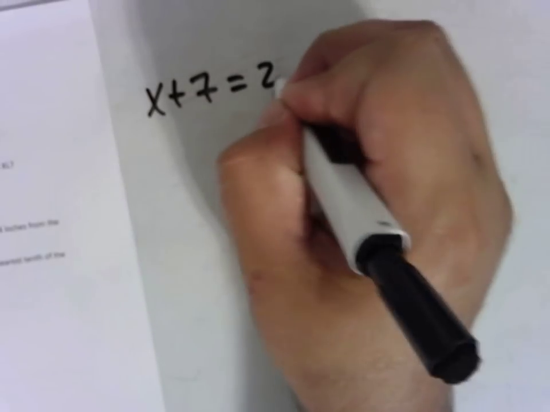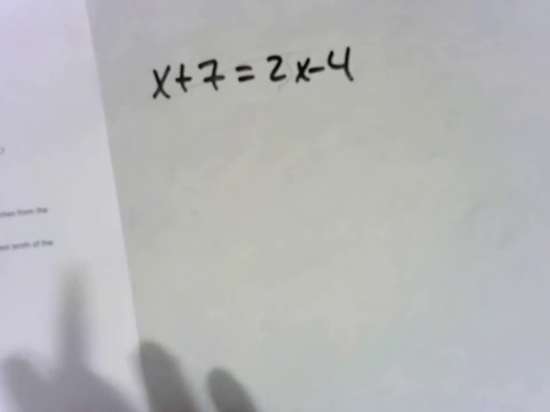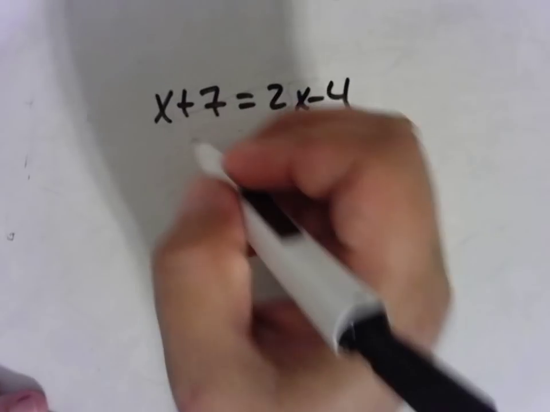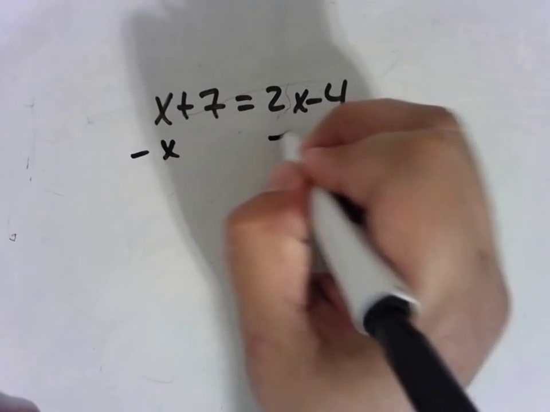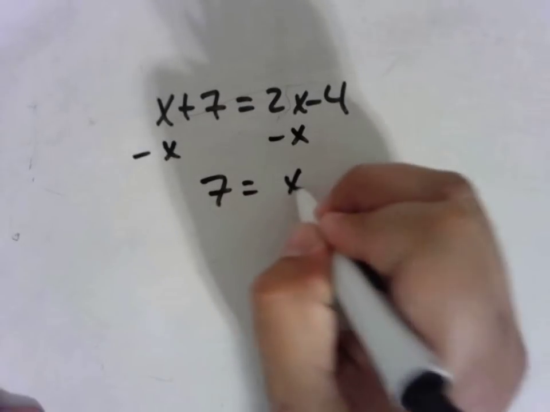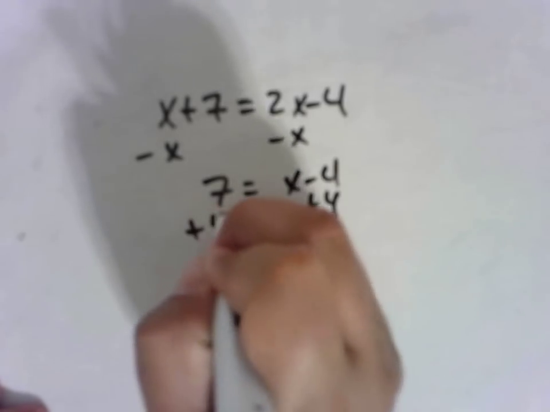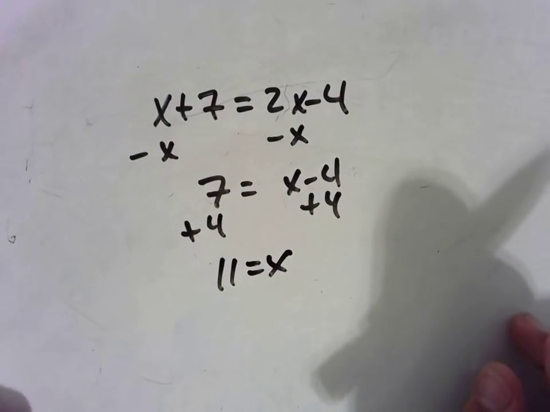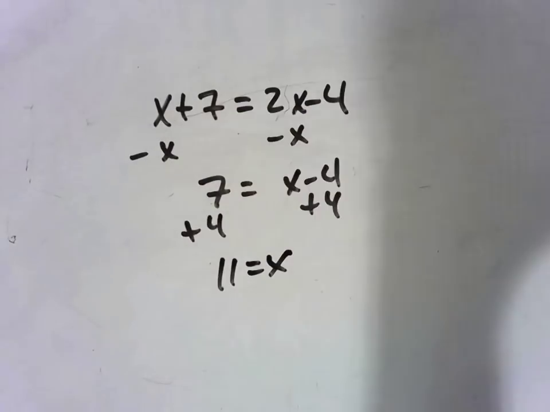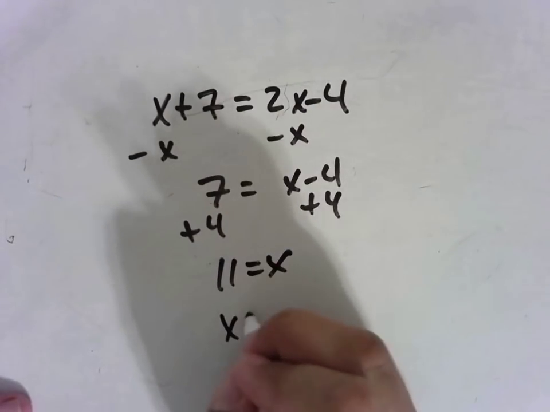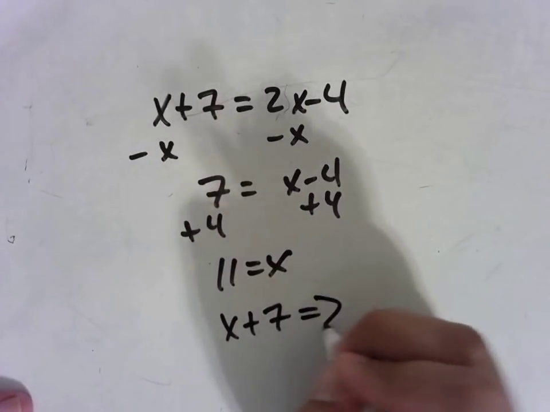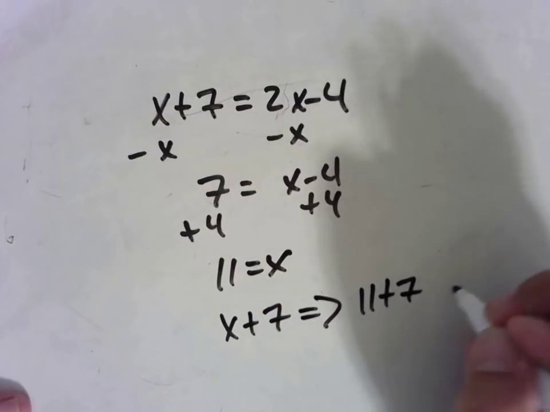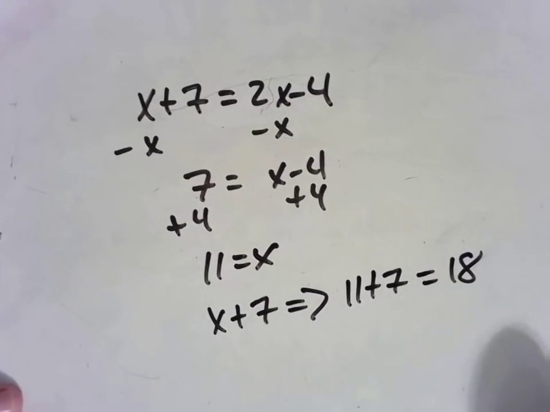and zoom back out. So you have x plus 7 equals 2x minus 4. If the angles are equal, the chords are equal. So I'm going to subtract x. 7 equals x minus 4, add 4, and 11 equals x. It says what is the measurement of KL? KL, since they're both equal, it really doesn't matter. So x plus 7, this is going to be 11 plus 7, which is 18.